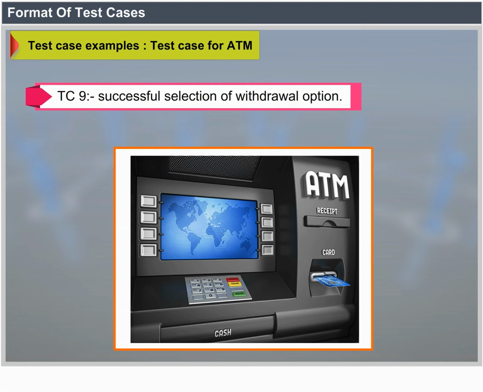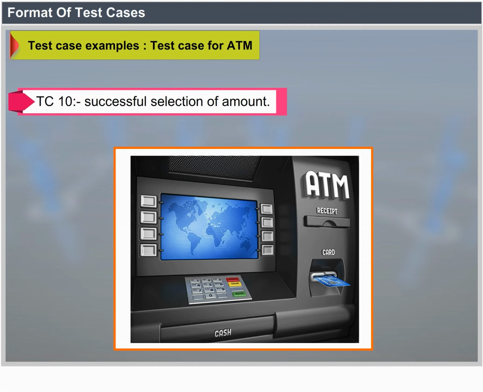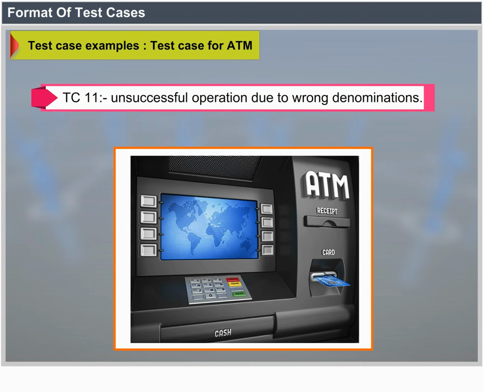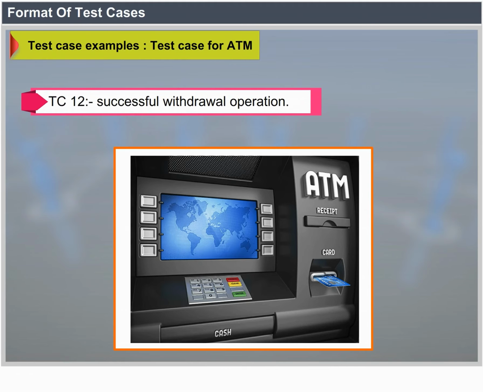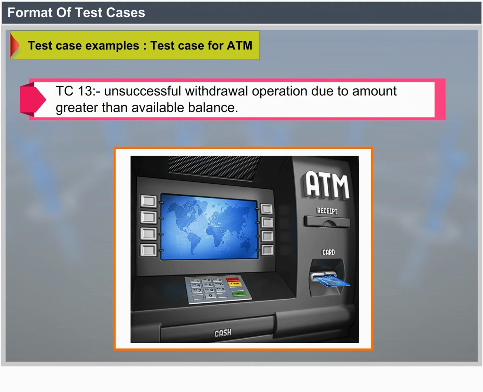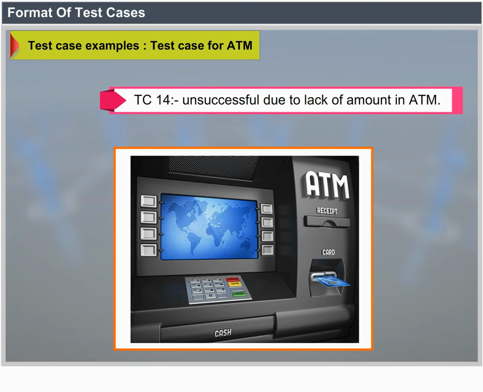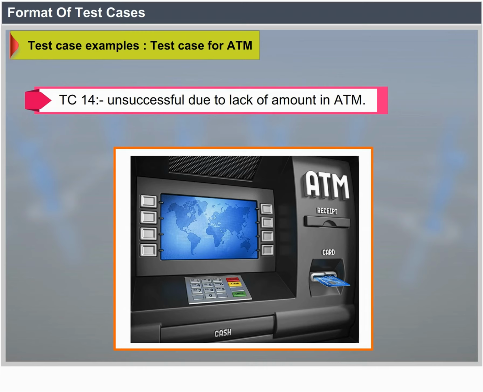TC9, successful selection of withdrawal option. TC10, successful selection of amount. TC11, unsuccessful operation due to wrong denominations. TC12, successful withdrawal option. TC13, unsuccessful withdrawal operation due to amount greater than possible balance. TC14, unsuccessful due to lack of amount in ATM.